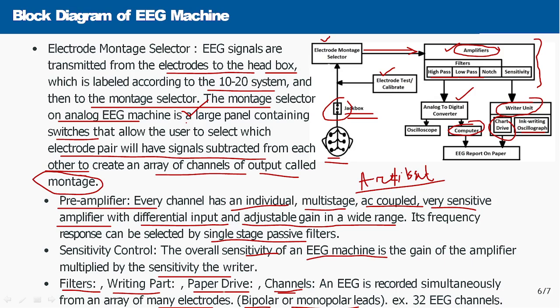As we have discussed, bipolar means we are taking the input from two different electrodes simultaneously. Otherwise, in monopolar leads we can take a single electrode with respect to one reference electrode. Next, the commercially available electrode systems have 32 EEG channels. They are available in the market.